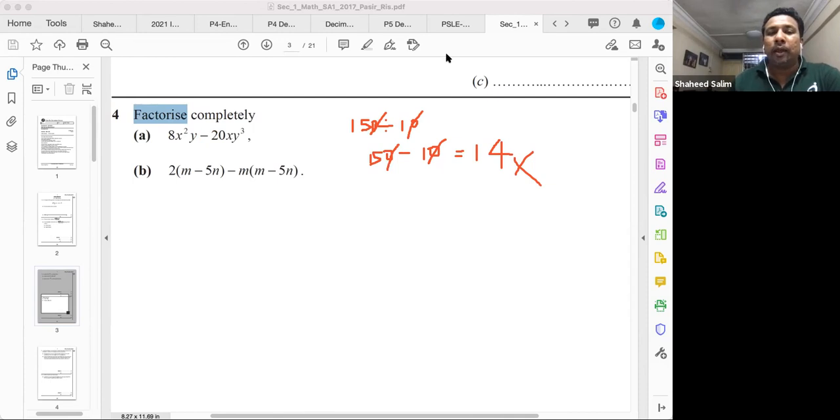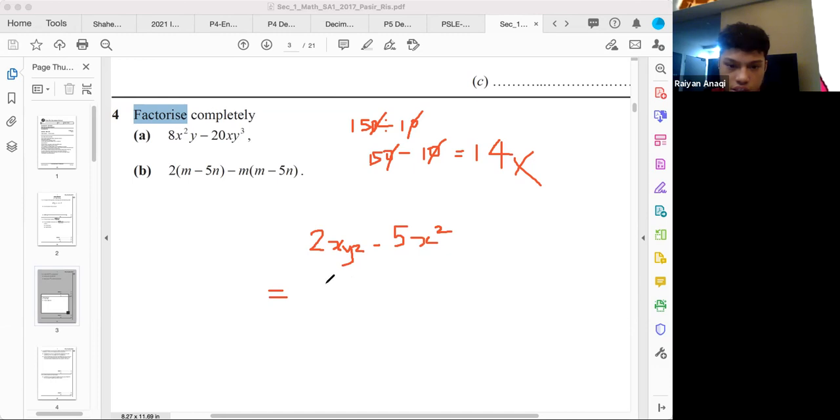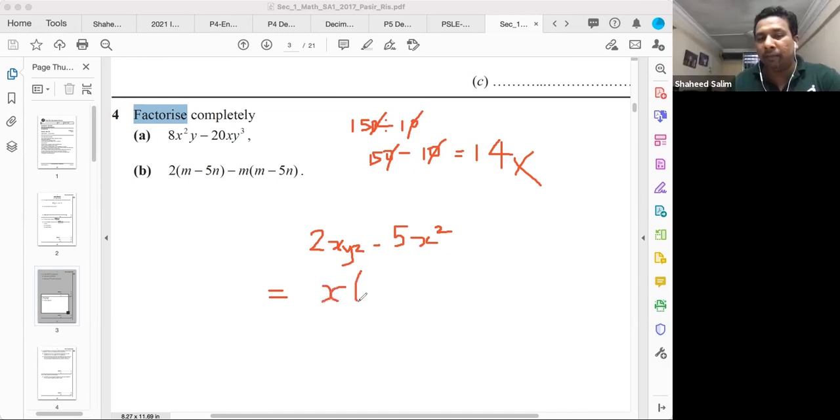Okay, no problem. I'll show you another one. Let's say there's 2xyz minus 5x squared. They ask you to factorize. So they're asking you to take out what is common. The numbers are not common, but this has x. So you just put the x outside the bracket, and because it's only one x, down here is left 2yz, and this one minus 5x. So you're supposed to do it like that.